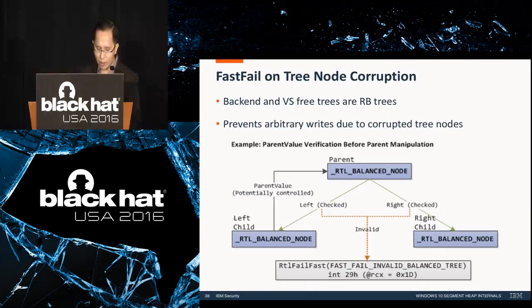Similar to a linked list node corruption, an attacker can also cause an arbitrary write if tree nodes are attacker controlled. In this example, the attacker may have controlled the parent value of this left child. If that is the case, when the parent of this left child is manipulated, an arbitrary write may occur. So to prevent this, the NT DLL functions for manipulating the trees will follow the parent value and then check if one of its children is indeed the left child. And if not, there will be a failure in validation. It will cause the fast fail mechanism to be triggered, causing the immediate process termination.